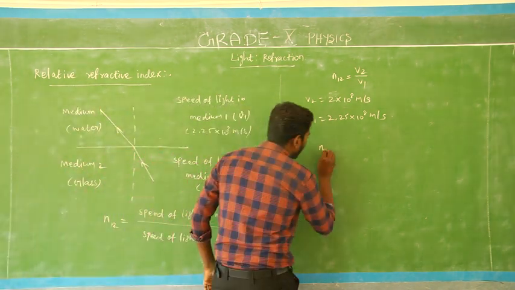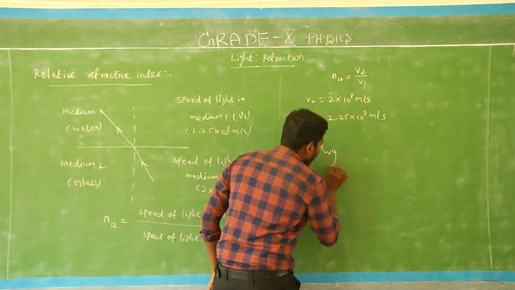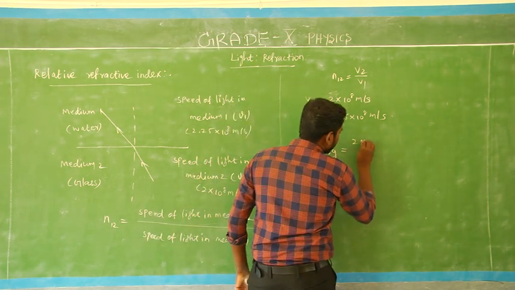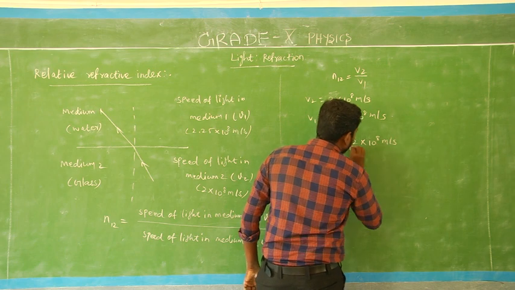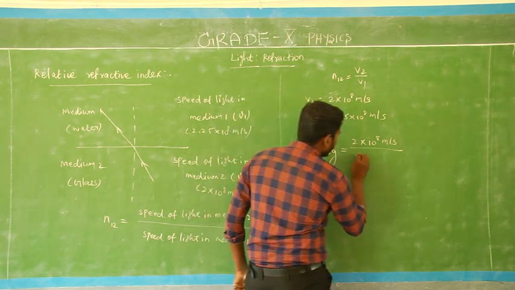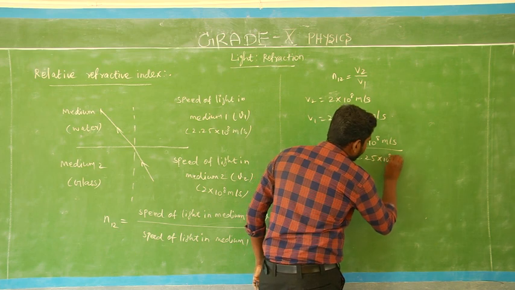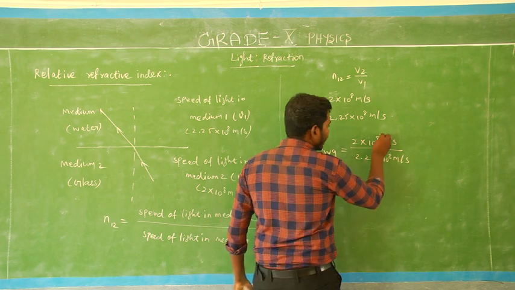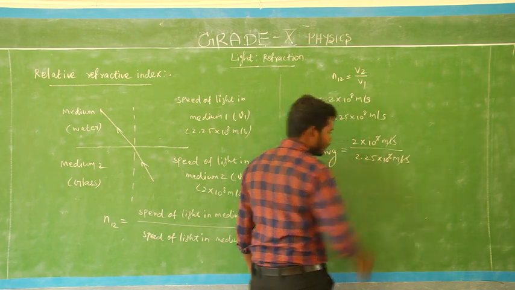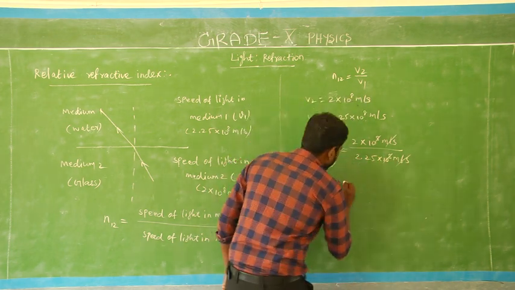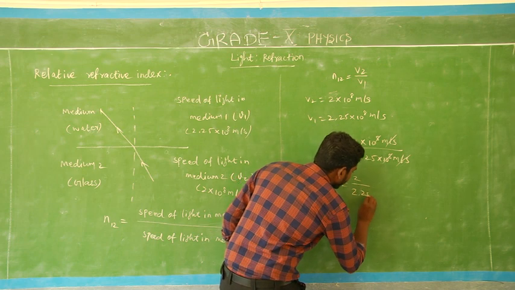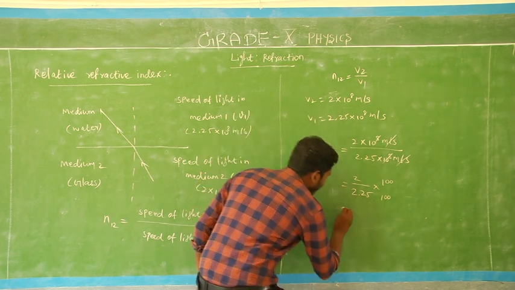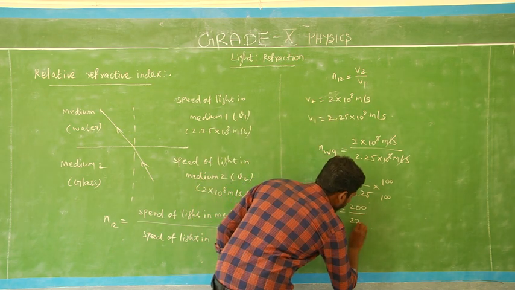So the refractive index of water with respect to glass, when light travels from glass into water, is equal to 2 × 10^8 meters per second divided by 2.25 × 10^8 meters per second. The 10^8 and the meters per second cancel, so we get 2 divided by 2.25. Multiply both by 100, and we get 200 divided by 225.